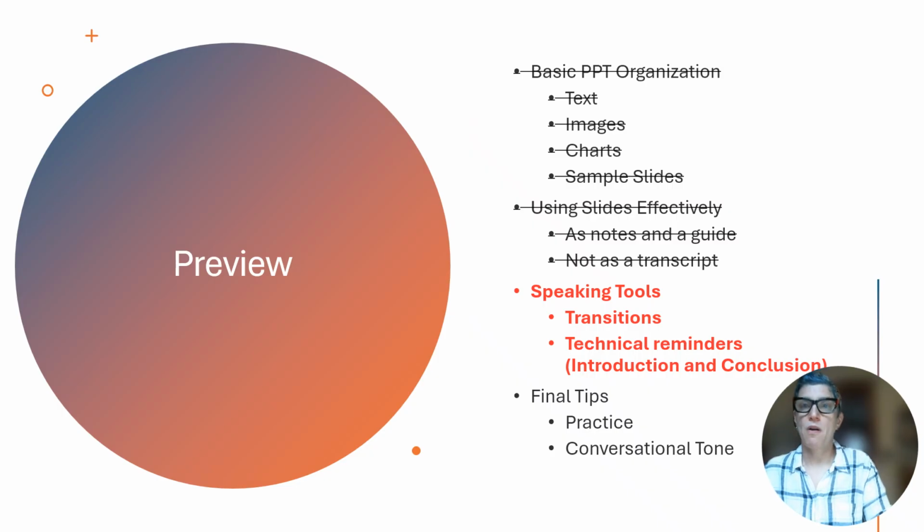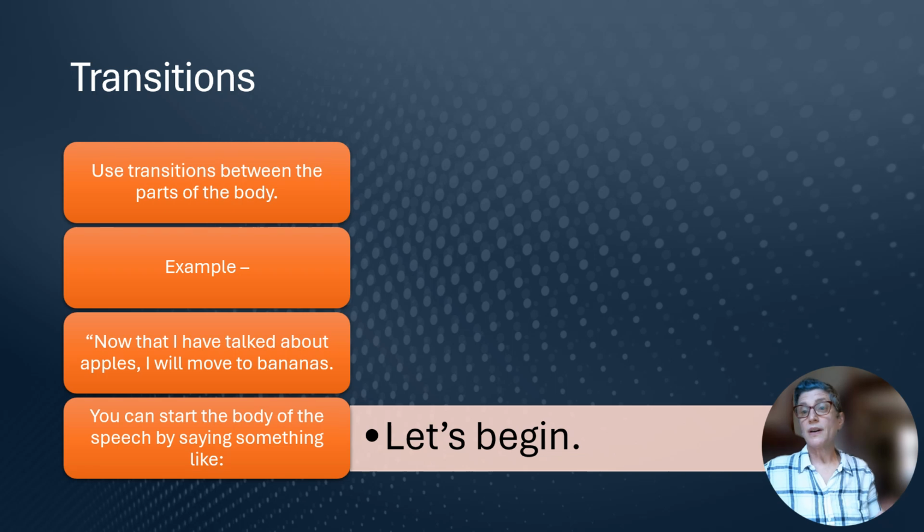Let's move to the third part of this presentation, which is some speaking tools. I'm going to cover transitions, and then I'm going to review some technical things about introductions and conclusions. Here we are talking about transitions, which are extremely important. If you're writing an essay and you forget to use a transition, the person who's reading your essay has the text in front of them. They can always go back and read something from the previous paragraph. It doesn't happen in a speech. In a speech, you always have to keep your audience alert and abreast of where you are.